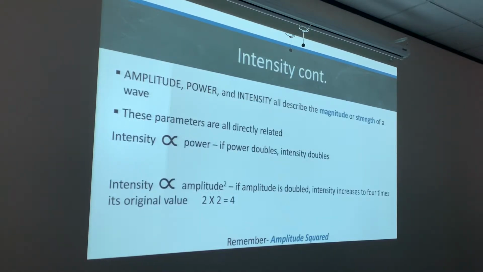So, all three of our biggest parameters, amplitude, power, and intensity, they all describe the magnitude, the strength, or the bigness of a sound wave. These parameters are all directly related, meaning that when one goes up, the other ones go up as well. When one goes down, the other ones go down as well. Okay? They're all directly related.